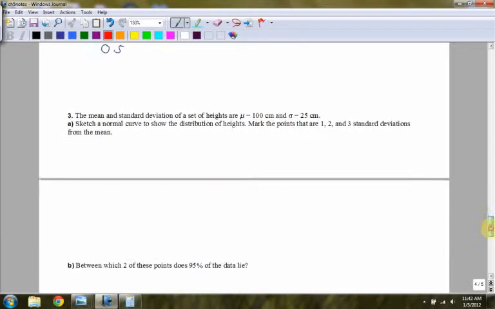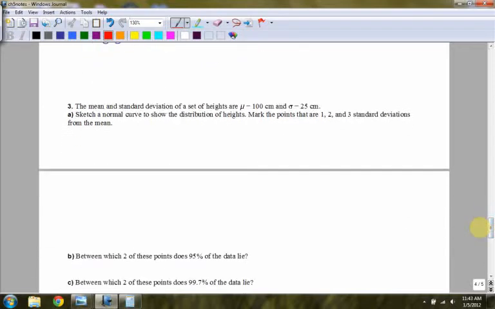All right, next question. The mean and standard deviation of a set of heights are mu is 100 and sigma is 25 centimeters. It says sketch a normal curve to show the distribution of heights. Mark the points 1, 2, and 3 for the mean. Okay, so the first thing we need to do is draw, let's draw this below.